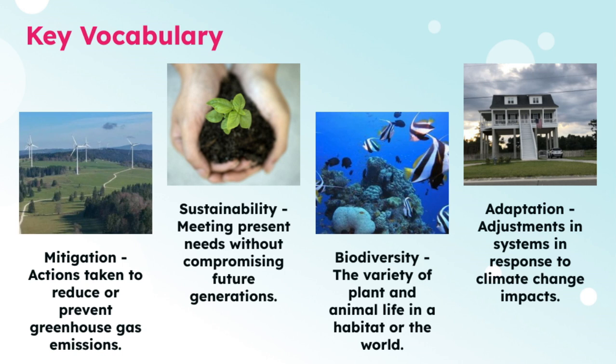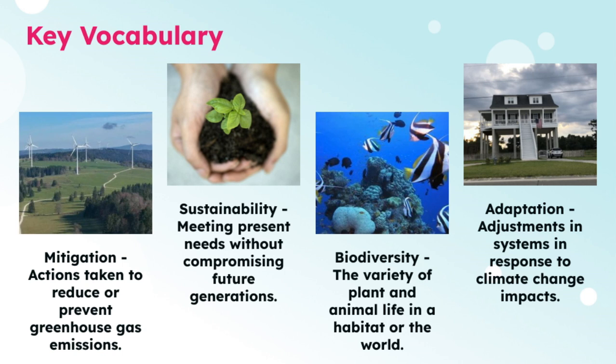The third word is biodiversity. Biodiversity means the variety of plant and animal life in a habitat, ecosystem, or across the whole world. A rainforest has high biodiversity because it contains many different species. The fourth word is adaptation. Adaptation means making adjustments in response to climate change impacts. For example, building seawalls, developing drought-resistant crops, or creating wildfire evacuation plans are forms of adaptation.